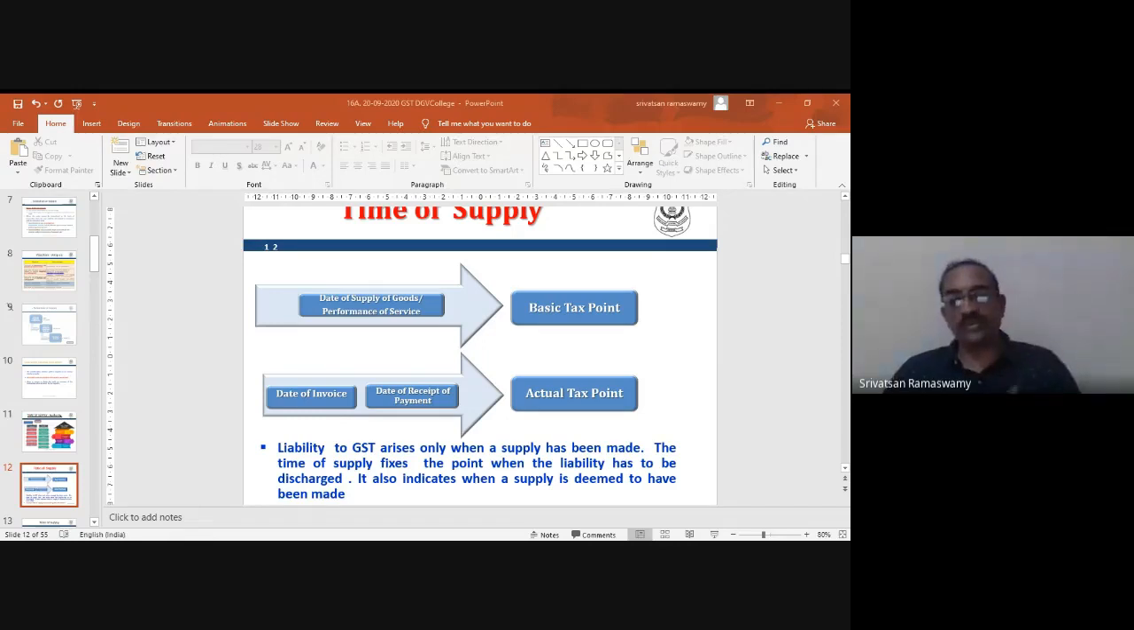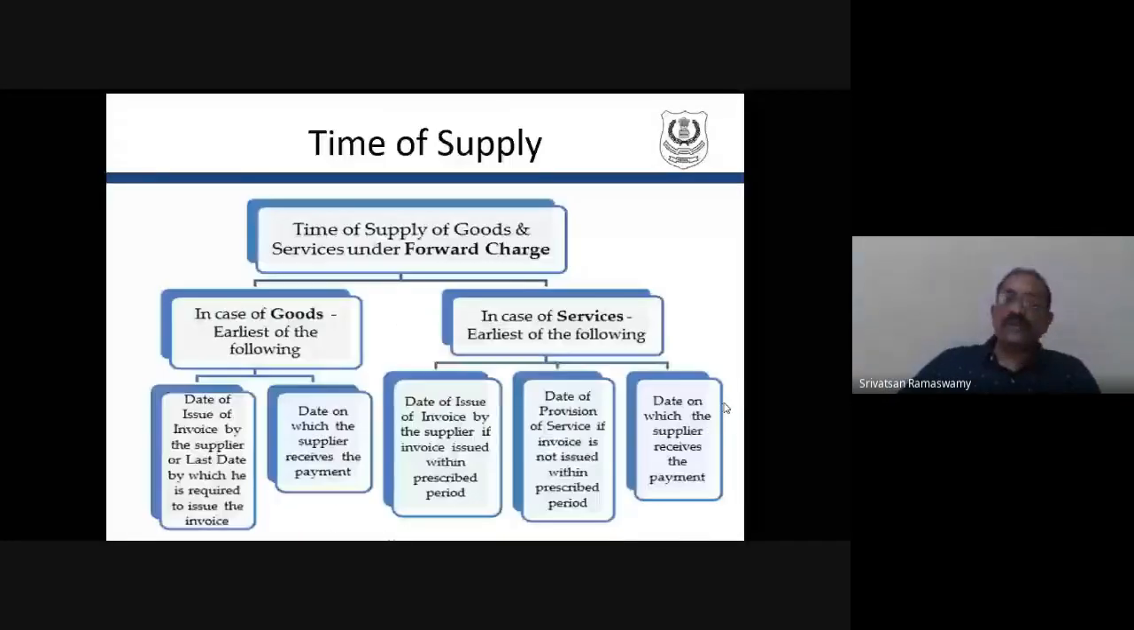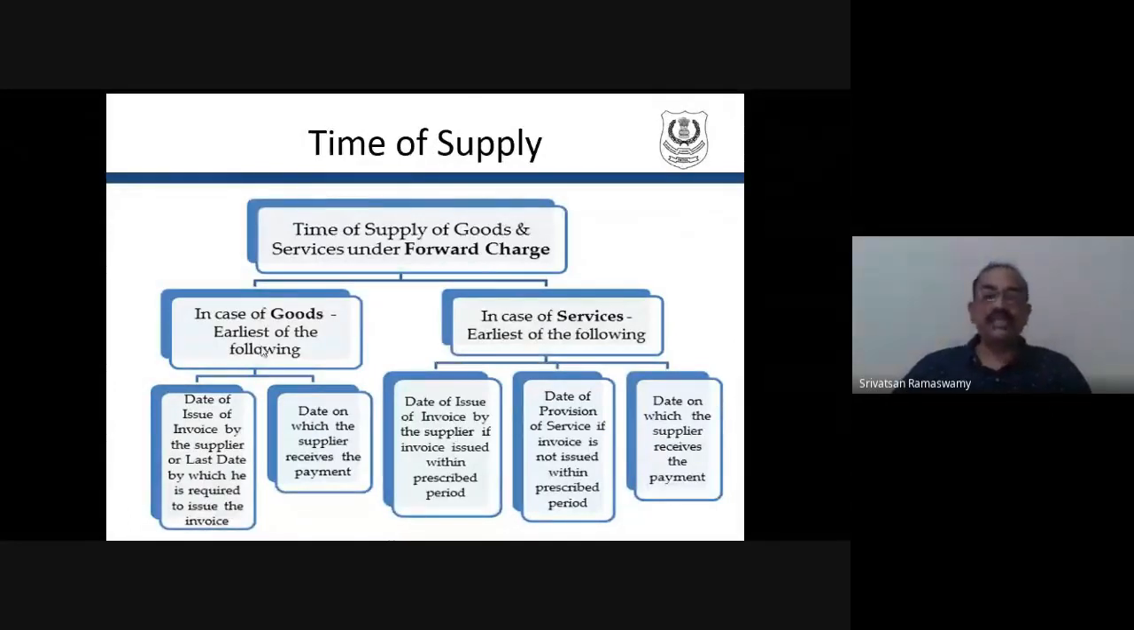Now we will go to what the provisions of the law actually say. So time of supply, again forward charge and reverse charge. In case of goods, it is the earliest of the following: the date of issuance of invoice by the supplier, or the last date by which he is required to issue an invoice. Generally, the rule of thumb is that in case you effect a supply, the invoice shall be raised within 30 days from the date of supply. So he has to issue it within 30 days.